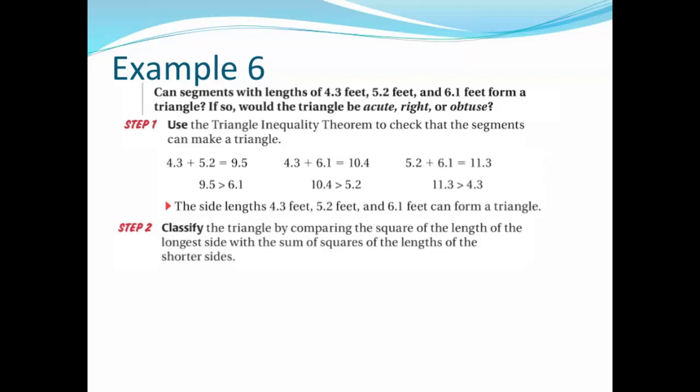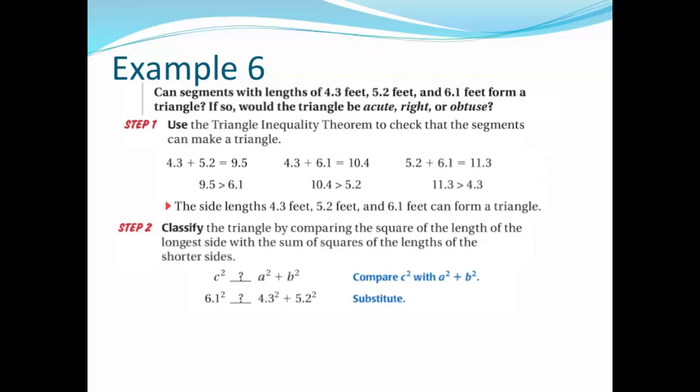Next step, we're going to classify the triangle by comparing the square of the length of the longest side with the sum of the squares of the lengths of the shorter sides. In other words, we're going to compare c squared with a squared plus b squared. Let's go ahead and substitute. Remember that c is always going to be the longest side. In this case, that would be 6.1. So we have 6.1 squared compared with 4.3 squared and 5.2 squared.